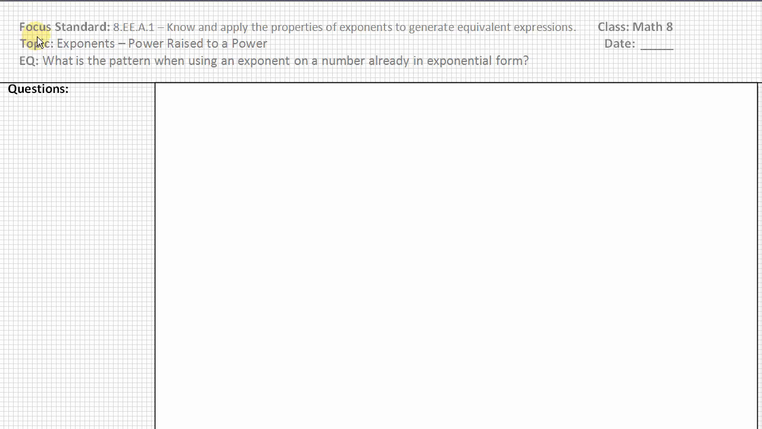For today's lesson, our focus standard is Grade 8 Expressions and Equations, Topic A, Standard 1. Know and apply the properties of exponents to generate equivalent expressions. Our topic is exponents, a power raised to a power. And our essential question is, what is the pattern when using an exponent on a number already in exponential form?